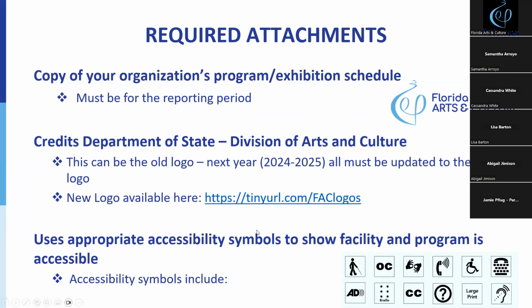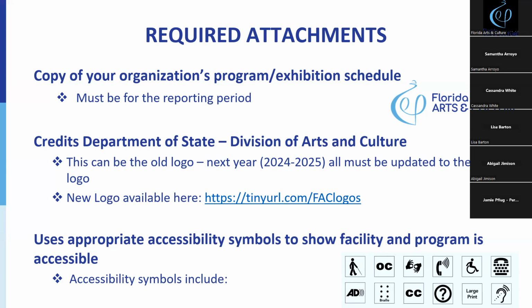The last attachments are a copy of your organization's program or exhibition schedule. We need to see the logo or the statement giving credit to the Department of State Division of Arts and Culture. This year, we will accept the old logo, but for next year, please make sure you update to our beautiful new logo seen here. The link is also available in all formats at the link on the slide. You can also reach out to me if you need the link.